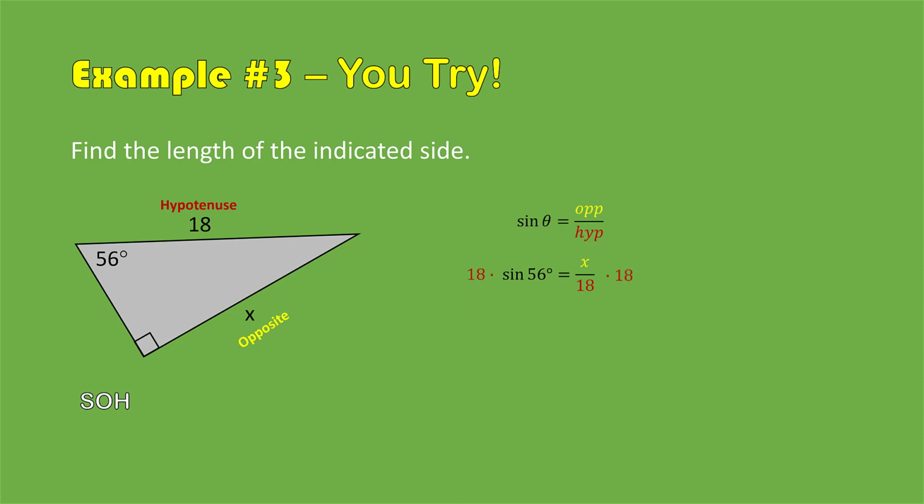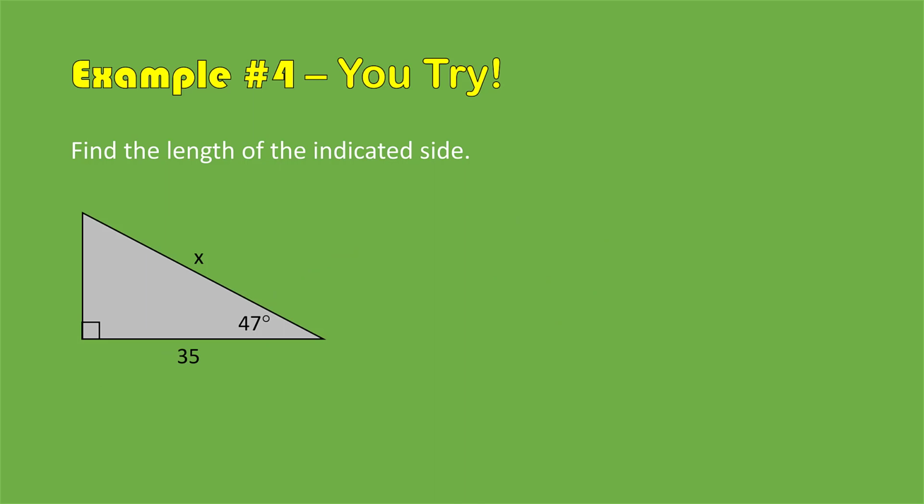Multiply each side by 18 to get rid of that denominator. 18 times sine 56 equals x. Now that x is all by itself, we're all done. We're ready to go to our calculator. Type in 18 times sine 56 and x equals 14.92. All right, so that one was just like example number 2.